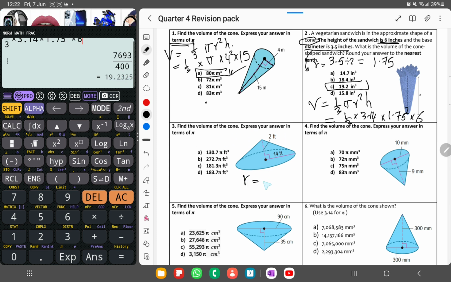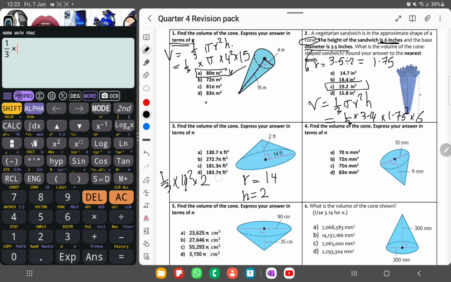Find the volume of the cone. Radius is 2. Radius is what? 14. Bravo. And the height is 2. Excellent. Can you get it? I'd like you to do it on your own. Yes. 1 over 3 pi r squared times height. So 1 over 3 times 14 squared times height, which is 2. Fraction 1 over 3 times r squared times height, 1 over 3 pi r squared h.